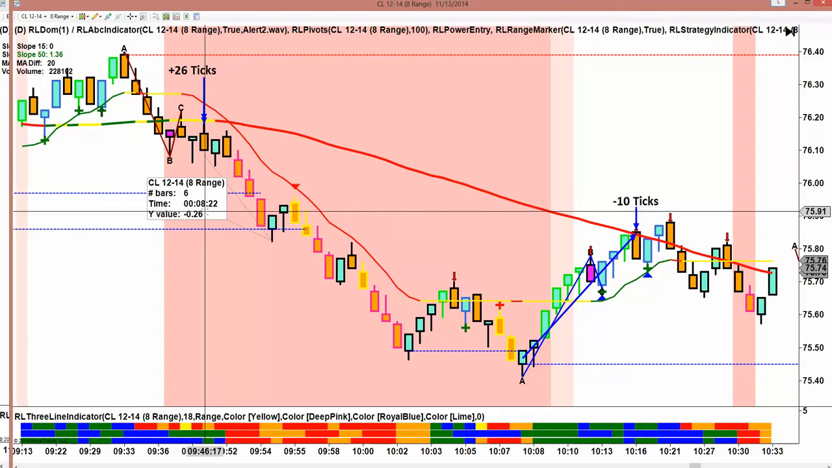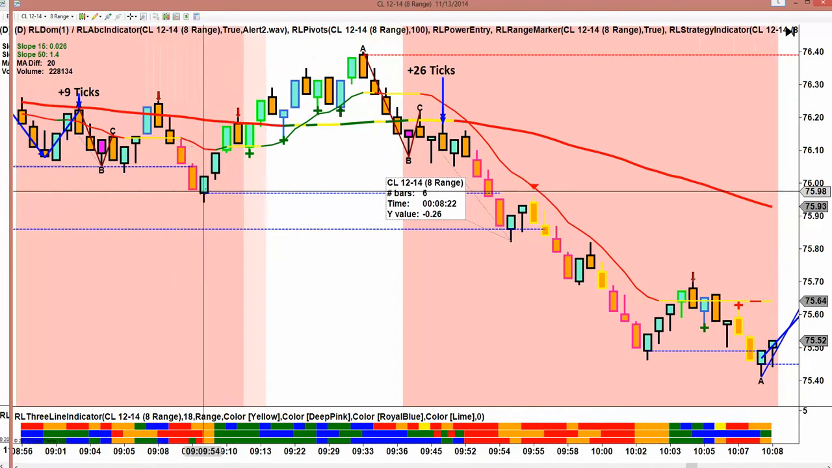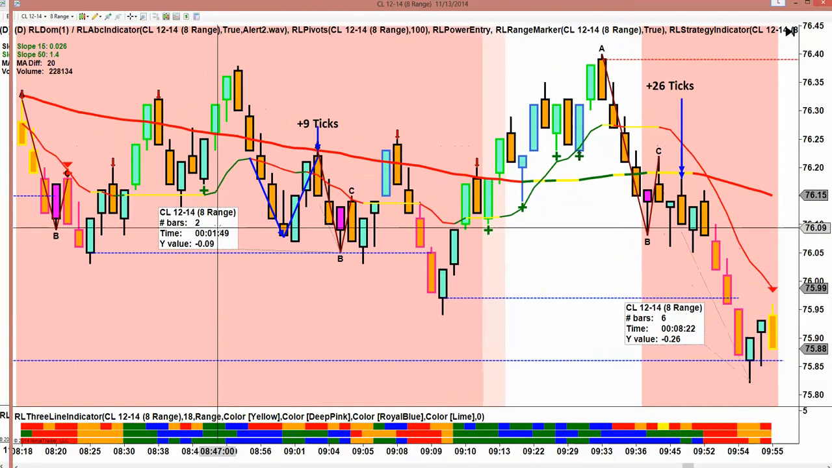Here's a short trade. Direct entry system had disengaged, but I called it in the room. This is a 26 tick winner with bias. Another trade, 9 ticks with bias.